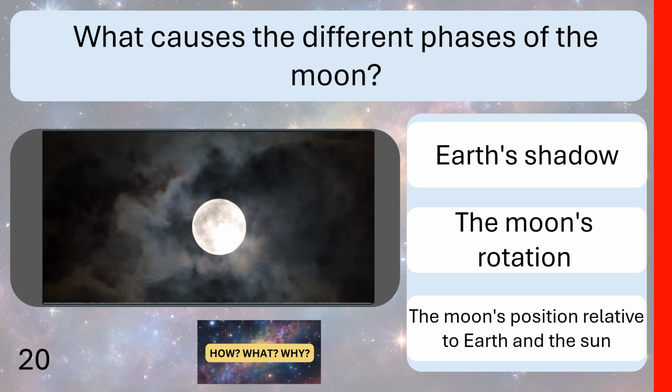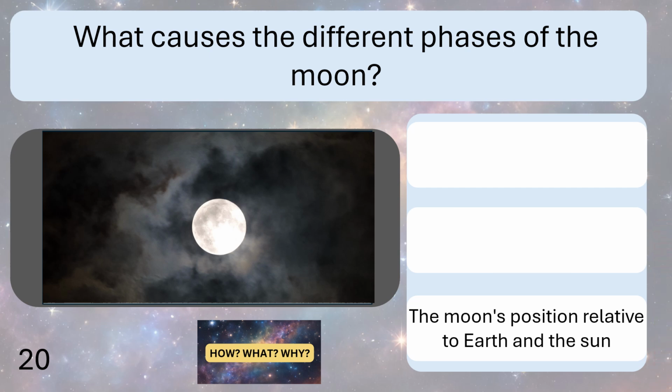What causes the different phases of the Moon? Is it the Earth's shadow, the Moon's rotation, or the Moon's position relative to the Earth and the Sun? It's how we view the Moon in different positions in relation to the Sun that affects how much light is reflected off it and its phase.